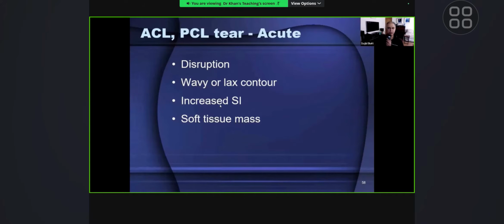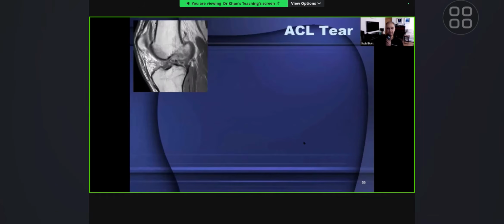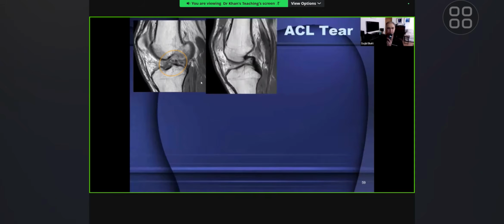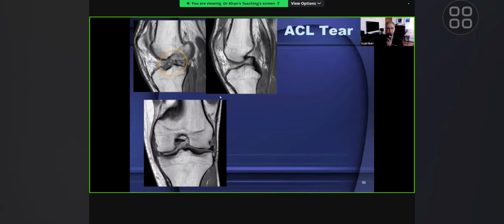When you have a tear of these structures, in the acute phase, you will end up with a disruption of the ligament, its wavy or lax contour, having increased signal intensity, and replacement of the ligament tissue with a soft tissue mass. So in terms of an anterior cruciate ligament tear, there is a waviness and a lack of visualization of the ACL. We can't see any anterior cruciate ligament, and the posterior cruciate ligament has got a hook-shaped configuration.